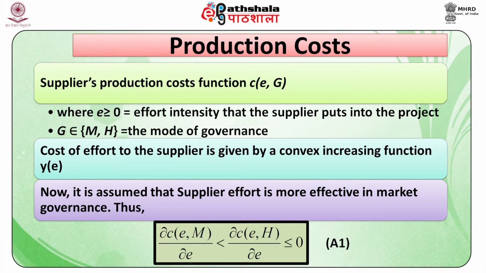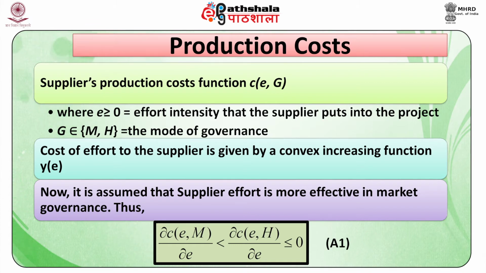Now it is assumed that supplier effort is more effective in the market governance. Thus, the derivative of CEM with respect to E is less than the derivative of CEH with respect to E, which is less than or equal to 0. Here, assumption 1 is an assumption about a marginal reaction, namely the effect of the allocation of administrative control on the slope of the cost function with respect to effort.